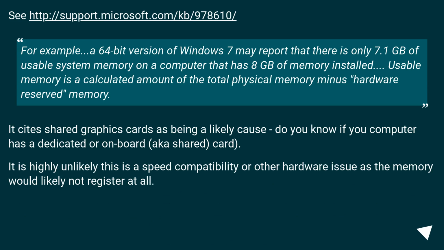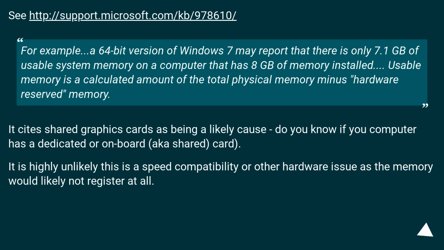See this URL. For example, a 64-bit version of Windows 7 may report that there is only 7.1 GB of usable system memory on a computer that has 8 GB of memory installed. Usable memory is a calculated amount of the total physical memory minus hardware reserved memory. It cites shared graphics cards as being a likely cause.